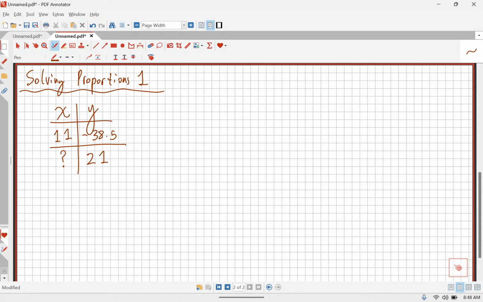So I have a question for you guys. I'm going to tell you this relationship is a proportion. If I do negative 38.5 divided by 11, and then I do 21 divided by this mystery number, I'm going to get the same number. But how could I use that to find out what my mystery number is? Give it a try.